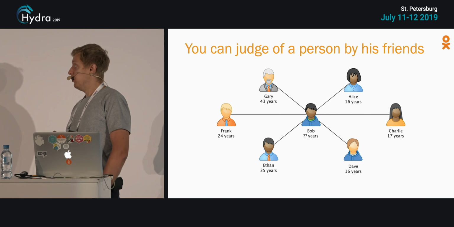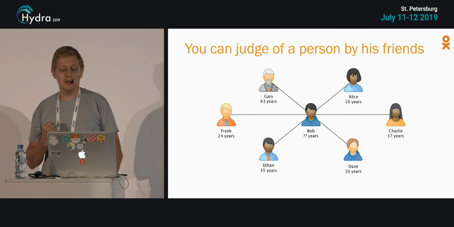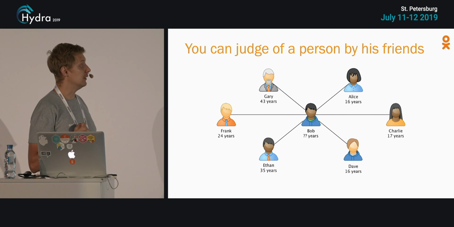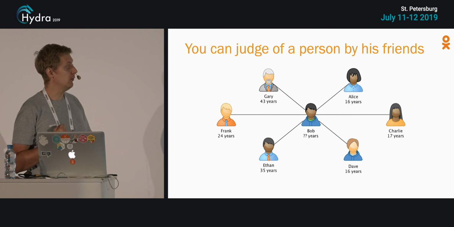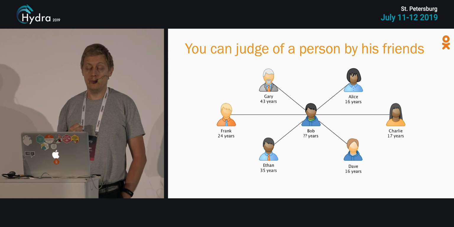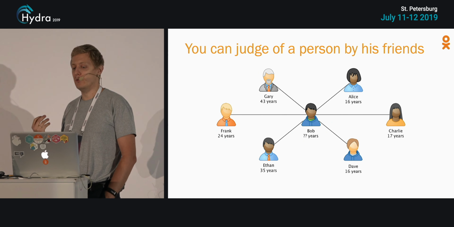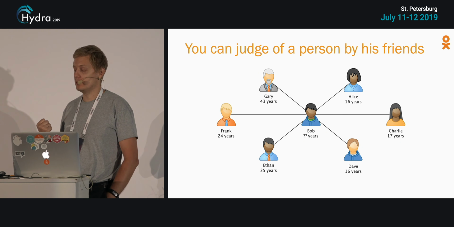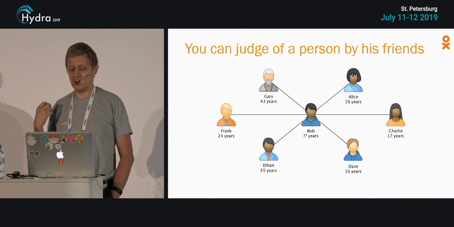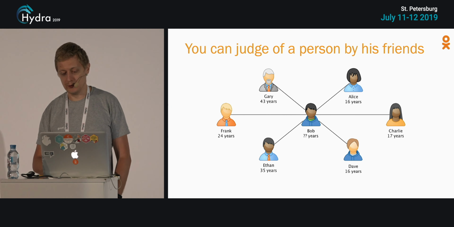Looking at Bob's social graph, we see that he has 3 teenager friends, and we can think that probably Bob is actually a teenager. But he also has 3 more adult friends, and we cannot be quite sure. So we need some additional information in order to make a more confident, more precise decision.